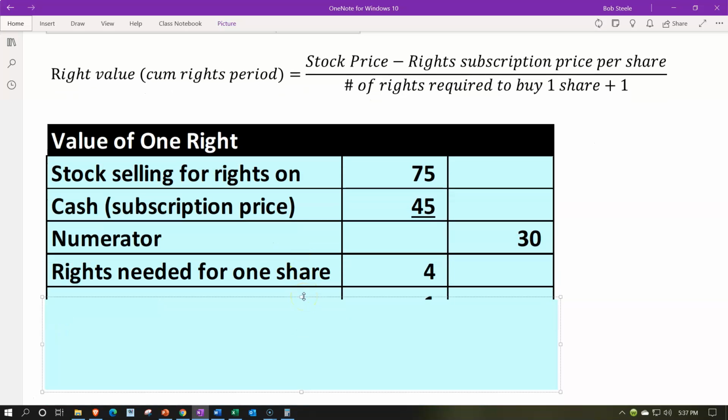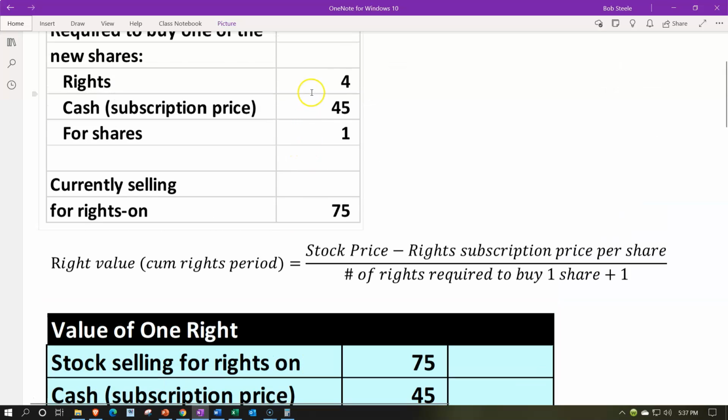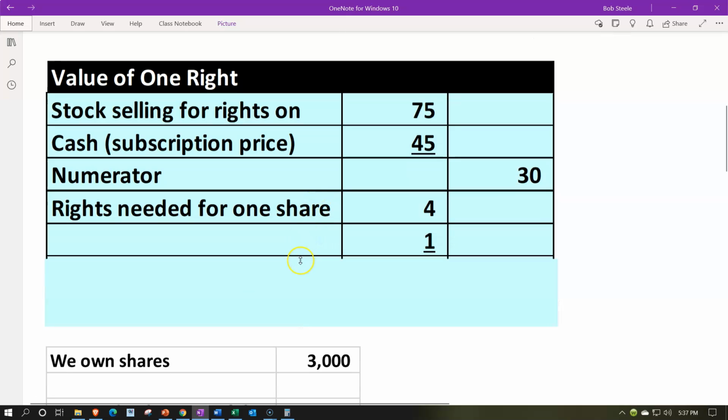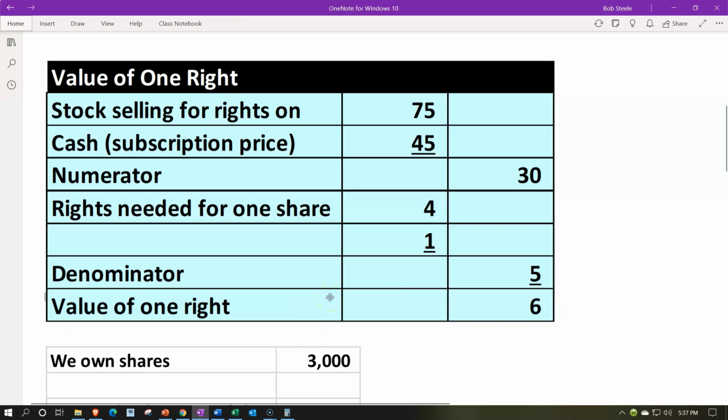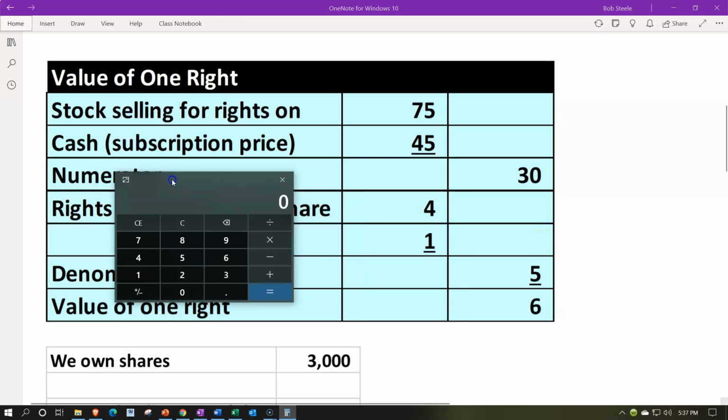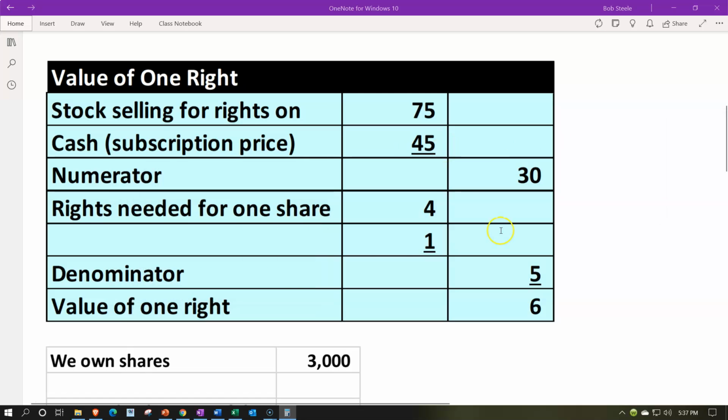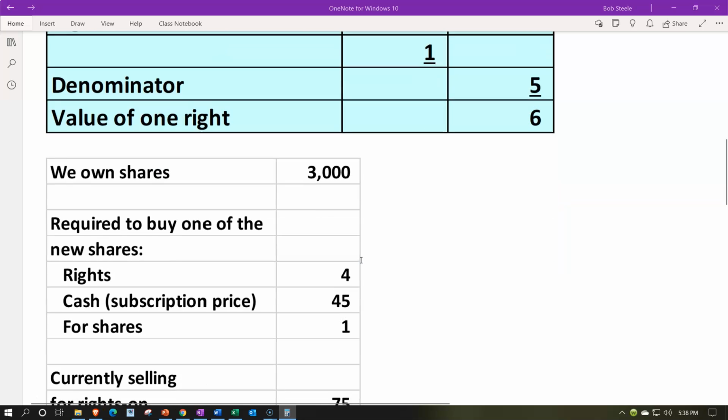And we have the rights needed for one share. It's going to take 4 rights for one share, plus 1, as our formula says. That's the denominator. So 30 over 5 is going to give us 6. I'll plug that in the calculator just for the fun of it. 30 divided by 5 is 6. So that's going to be the value of one right during this period of time.